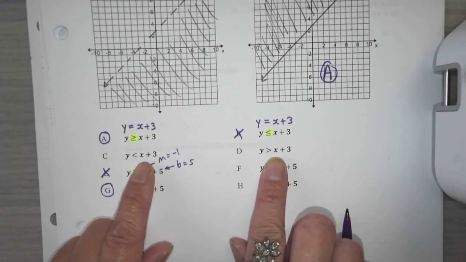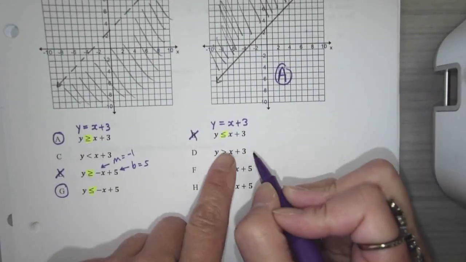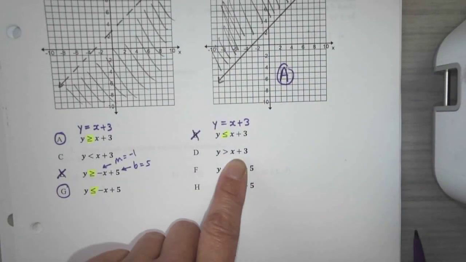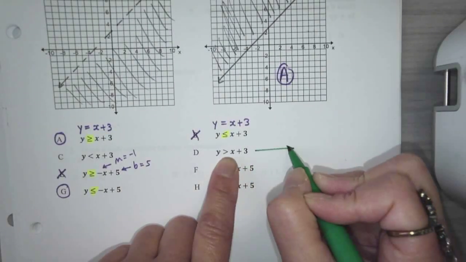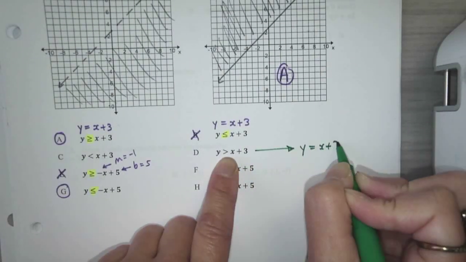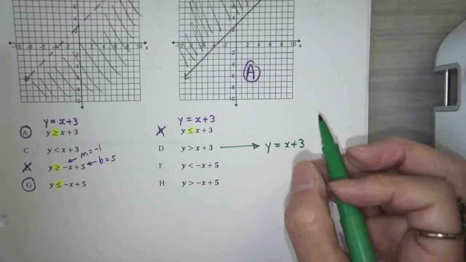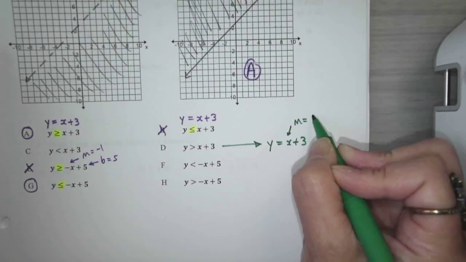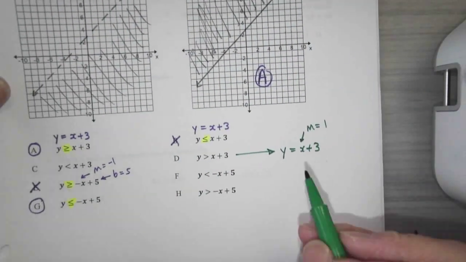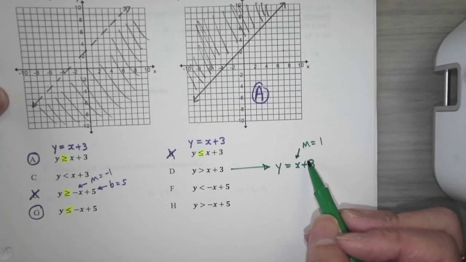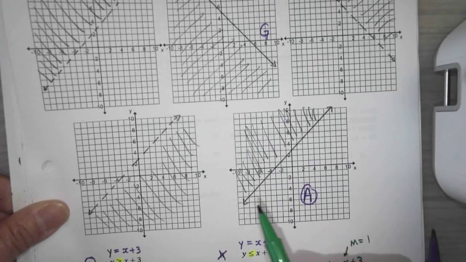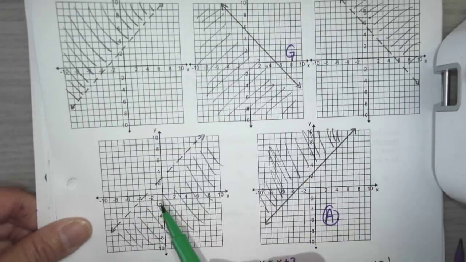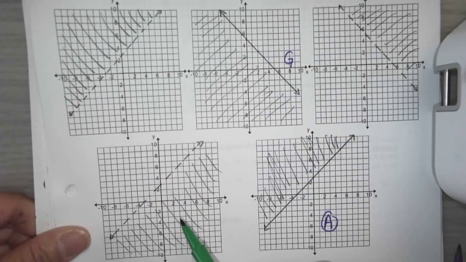Oh, and again, look. When you look at this equation, pretend that this is y equals x plus 3, which is the same as this. So that means that the slope, m, is 1. If m is 1, then that means it's a positive slope. So it has to be one of these two.